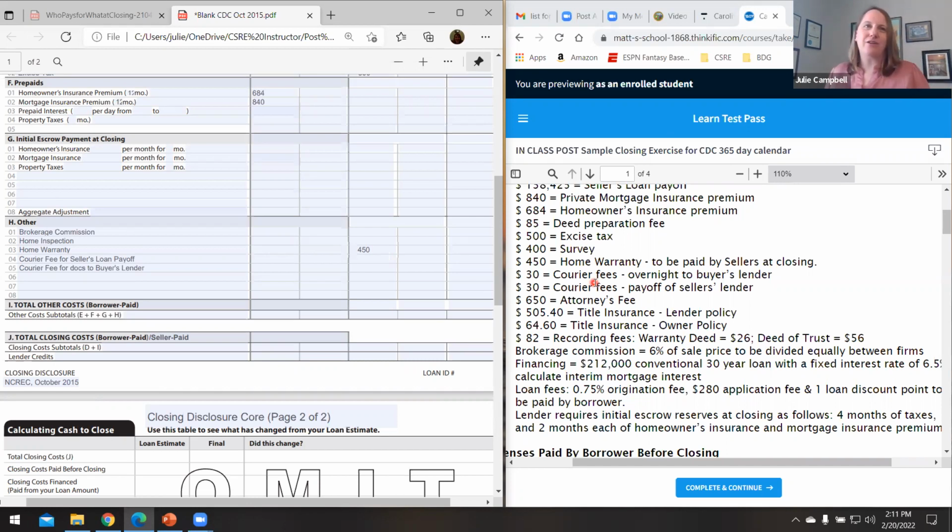So courier fee, wire transfer fee, overnight fee, there's usually an extra kind of fee. Under H as in Henry, the buyer gets to pay their courier fee. The seller gets to pay their courier fee. So H4 and H5, the seller's loan payoff of $30, and then the buyer's loan payoff also of $30. Any questions so far? If I'm going too fast, please let me know in the chat, please.